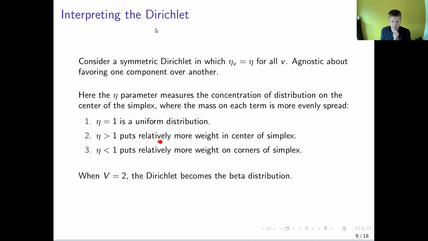Eta greater than 1 is going to put relatively more weight in the center of the simplex. So you're going to consider the 1/3, 1/3, 1/3 model in the previous example on the whiteboard as more likely. Eta less than 1 is going to put more and more weight on the corners of the simplex. So if you wanted to, for example, encode the belief that your language model is skewed towards relatively few words, you would want to use a prior distribution with eta less than 1. This would promote a sparse language model in the following sense.